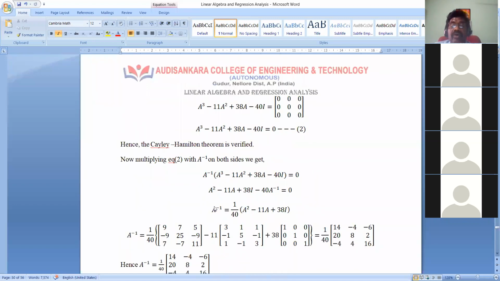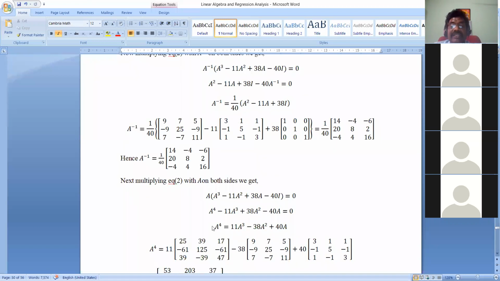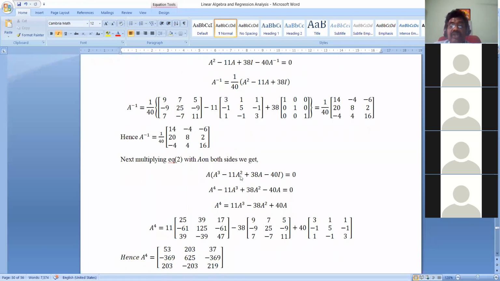Next, we want to find the value of A power 4. For this, we want to multiply equation 2 with A on both sides. We get A into A cube minus 11A square plus 38 into A minus 40 into I equal to 0. That is A power 4 minus 11A cube plus 38A square minus 40 into A equal to 0. From this, we have to obtain A power 4 value. That is A power 4 equal to 11A cube minus 38 into A square plus 40 into A.